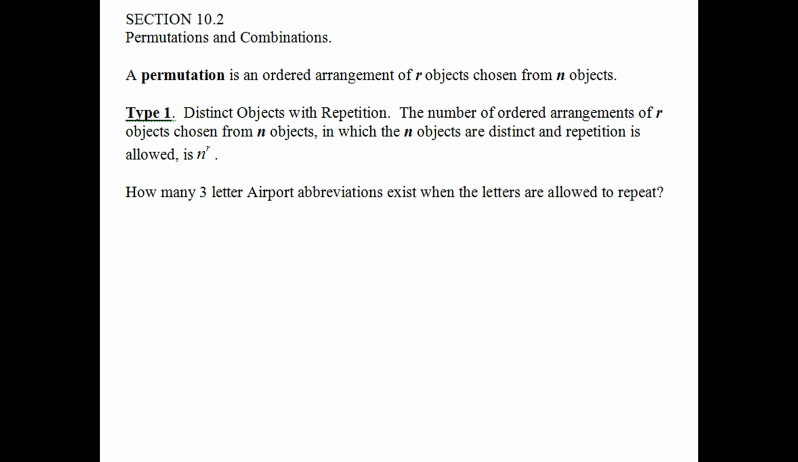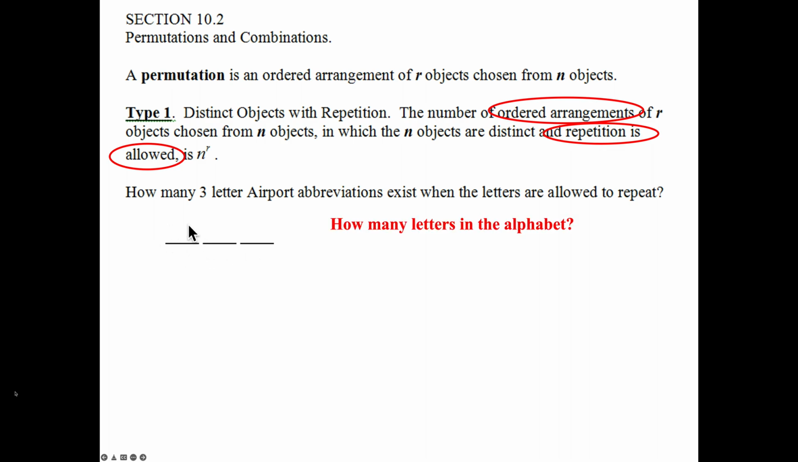So an example: how many 3-letter airport abbreviations exist when the letters are allowed to repeat? Here, because we're allowed to have repetition, we'll make 3 blanks for our 3 letters. You're allowed 26 letters for the first letter, and if the second letter can repeat, you still have 26, and 26 for the third, so that's 26 to the 3rd power. In this case, the calculator says that's 17,576.